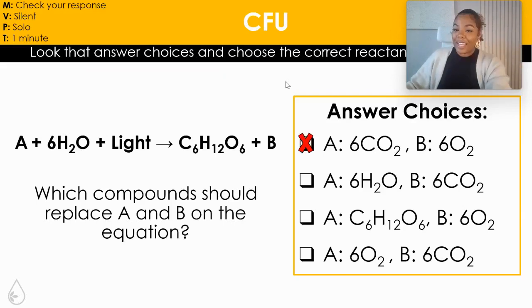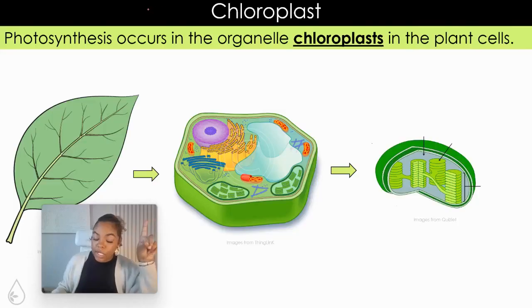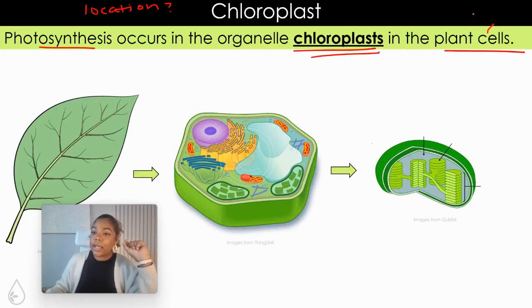Okay, hopefully you chose A because that is the correct answer. So another question that we said we were going to answer by the end of this video is where, right, does photosynthesis happen? And it says here, photosynthesis occurs in the organelle chloroplast, and it is located within plant cells only.